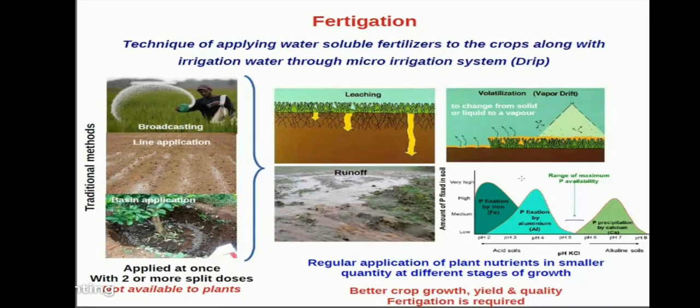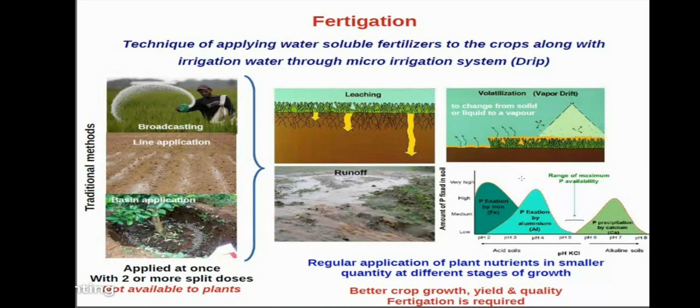Next, fertigation. Now we will learn about fertigation. Fertigation is nothing but the technique of applying water soluble fertilizers to the crops along with irrigation water through a micro irrigation system, that is drip irrigation. Drip irrigation is the best one. Otherwise sprinkler irrigation can also be used.